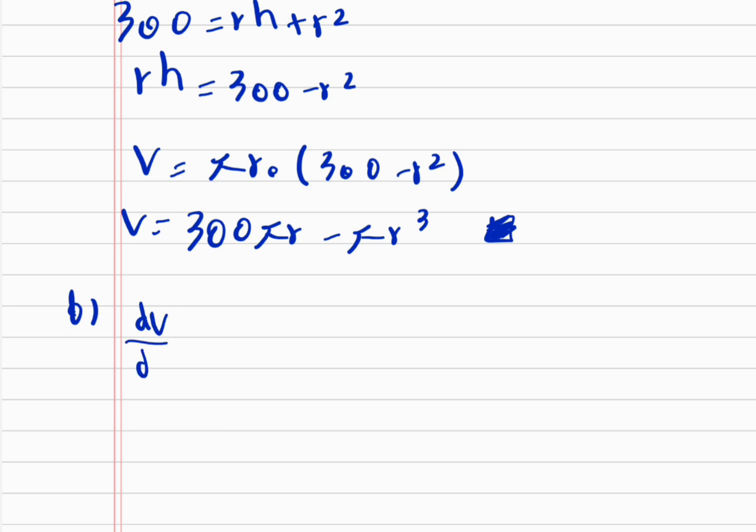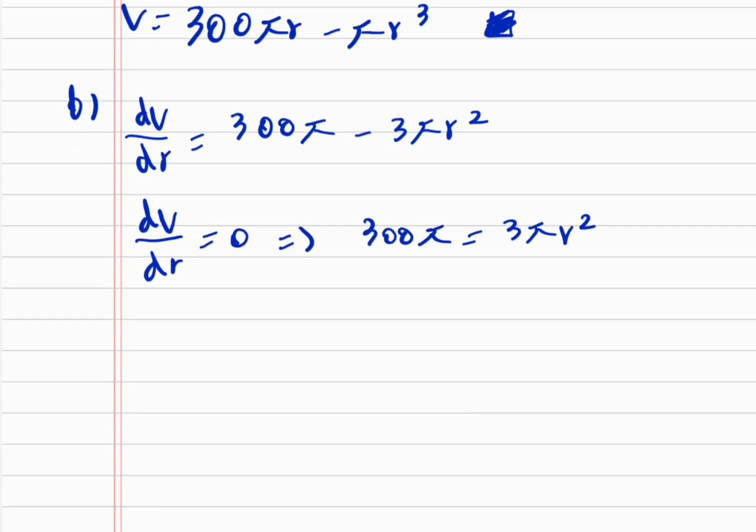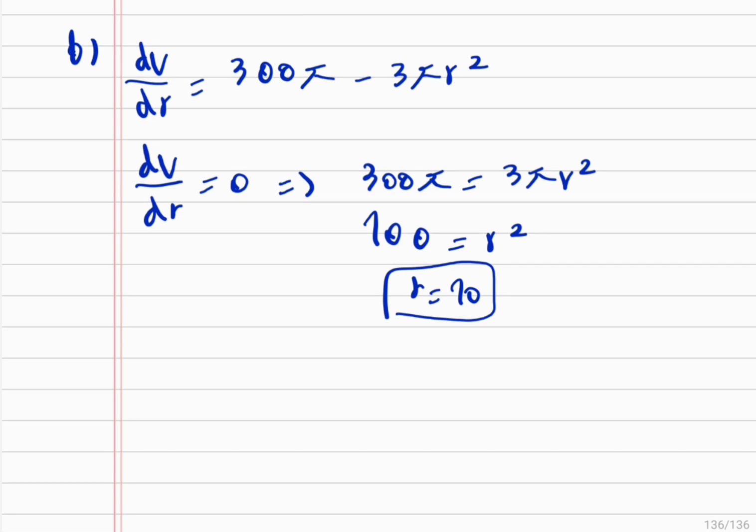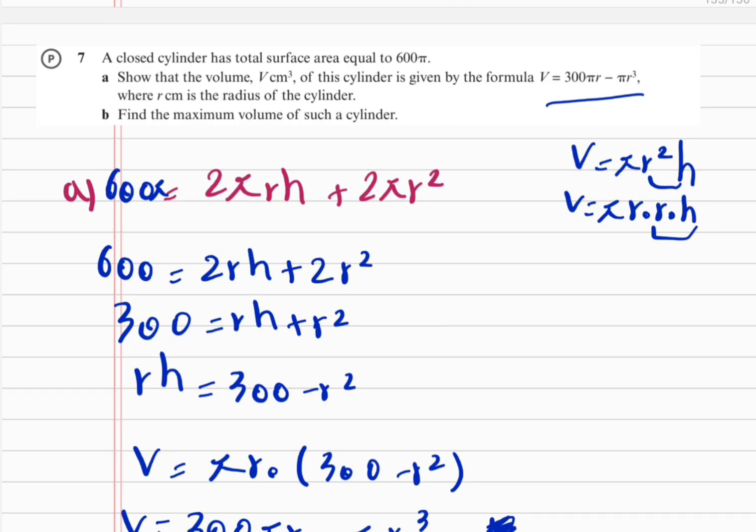So let's differentiate this equation with respect to r. So we need to find dv by dr. So we get 300 pi minus 3 pi r squared, and we set this equal to 0. So we need to solve the equation 300 pi is equal to 3 pi r squared. So let's divide both sides by 3 pi, and we'll get 100 is equal to r squared. And the value of r is 10, because remember r is the radius, and that's obviously positive. So we have a radius of 10 centimeters. I think that's the units from the question.